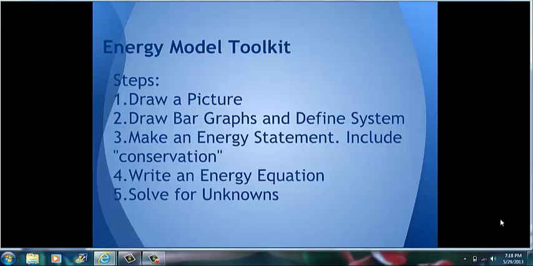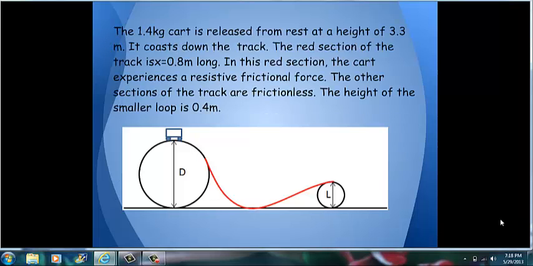This is the energy model toolkit. The first step is to draw a picture. The second step is to draw bar graphs and define the system. The third step is to make an energy statement and include the word conservation. The fourth step is to write an energy equation. And the fifth step is to solve for the unknowns.